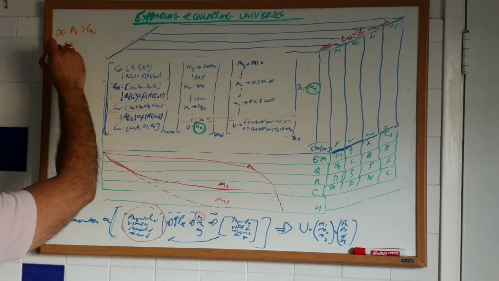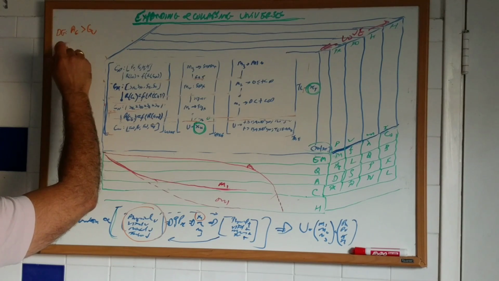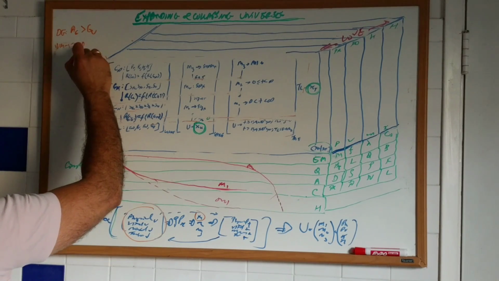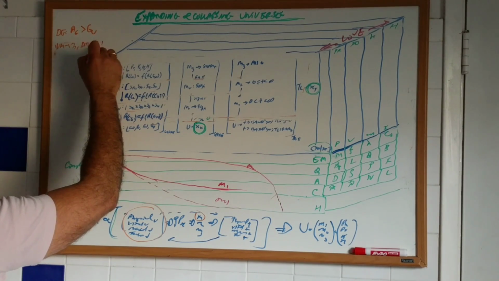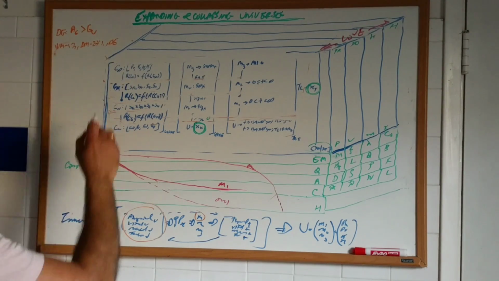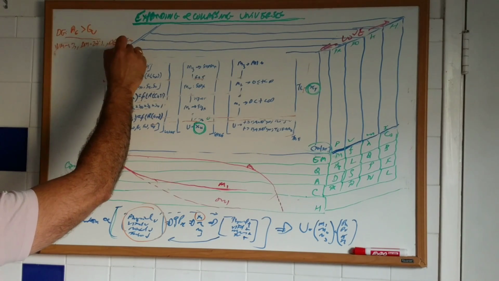So visible matter, represented by Vm, visible matter is 5%. They suggest that there's something called dark matter, which is 27%, and the remaining is something that they call dark energy, which is 68%.